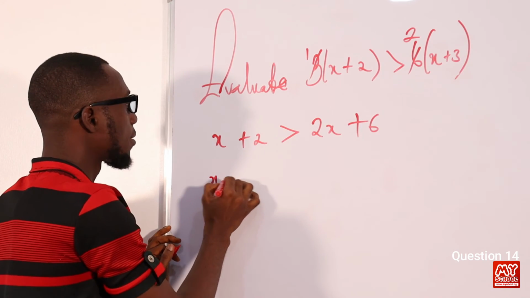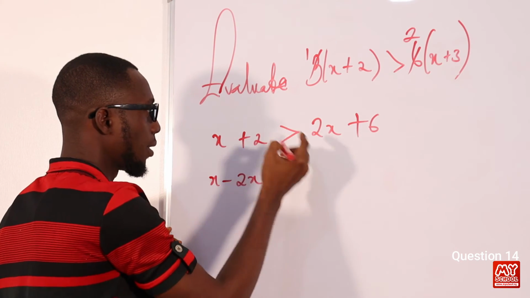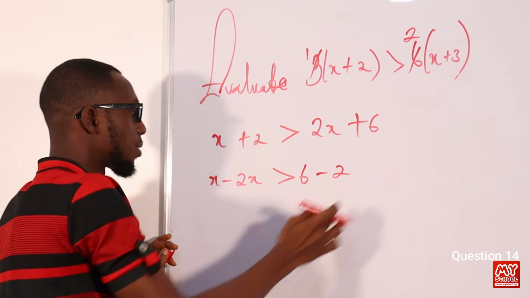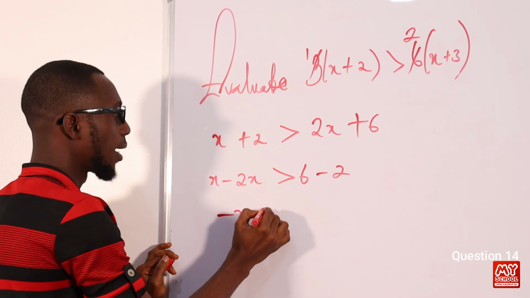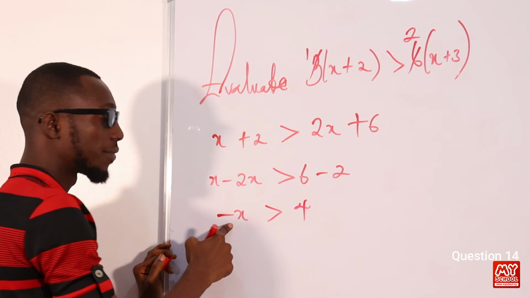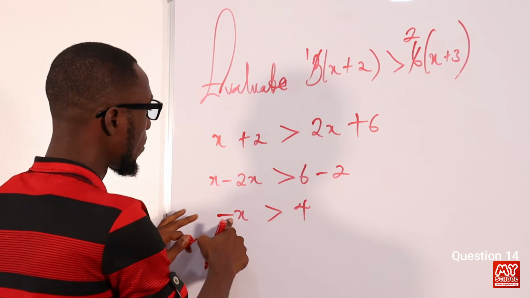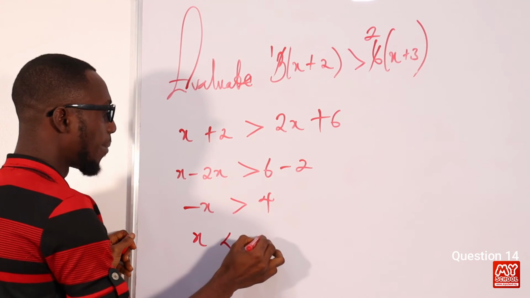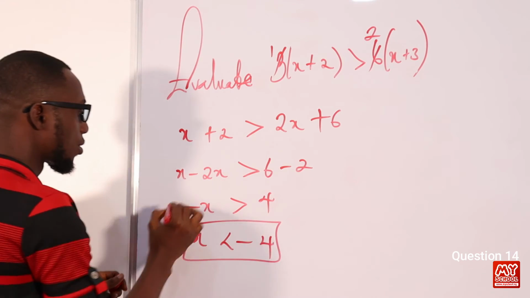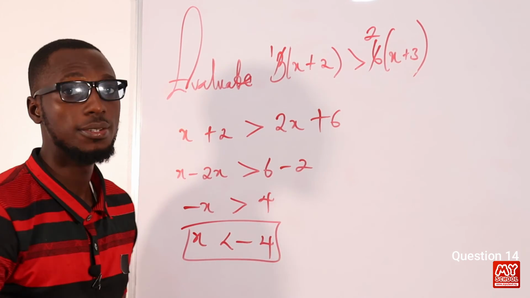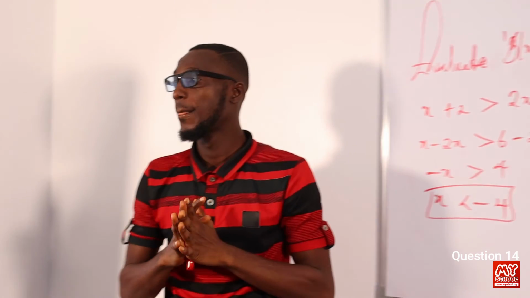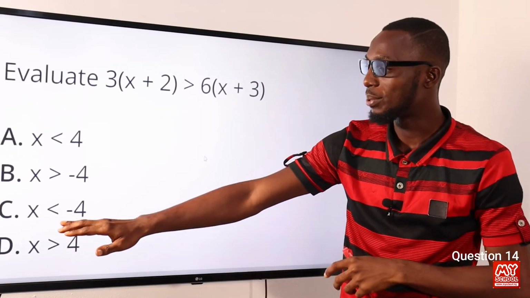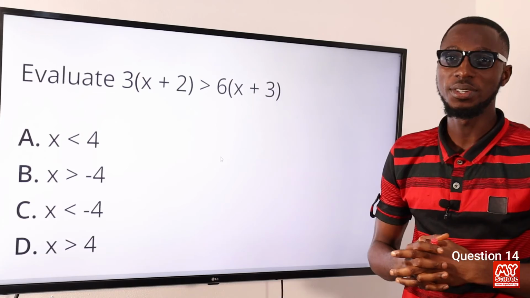So I can have x minus 2x, then 6 minus 2, positive becomes negative. So this is minus x is greater than 4. We have to eliminate this, so dividing both sides by minus 1, which is the coefficient of x, x is less than minus 4. So this is what we are looking for: x is less than minus 4. Where do we find that? Let's scan through the options provided, and we'll find option C. So option C is the correct option.